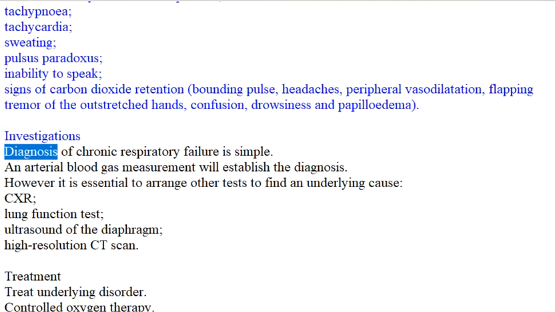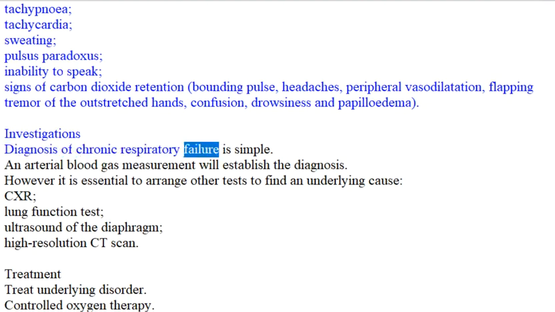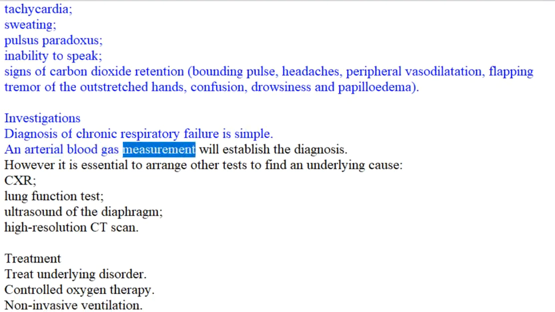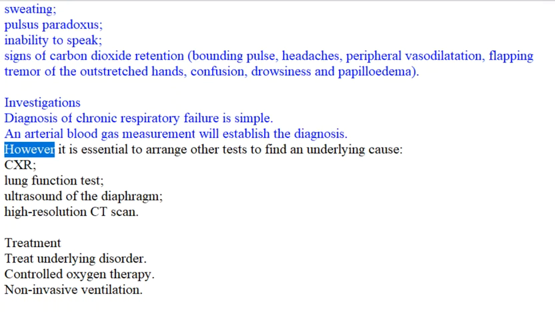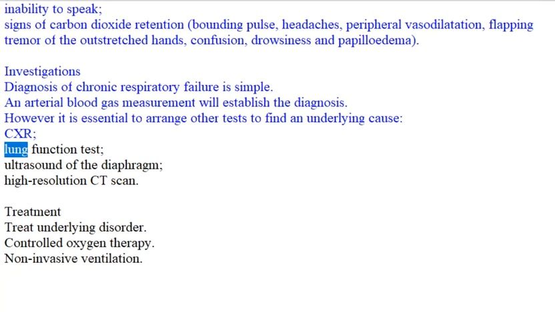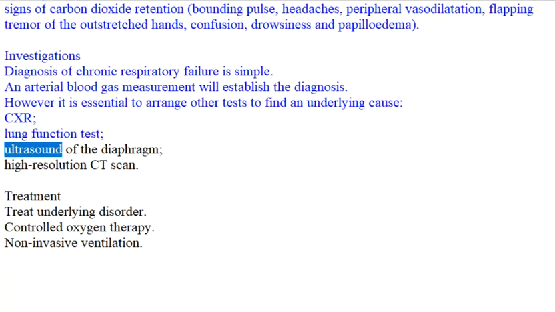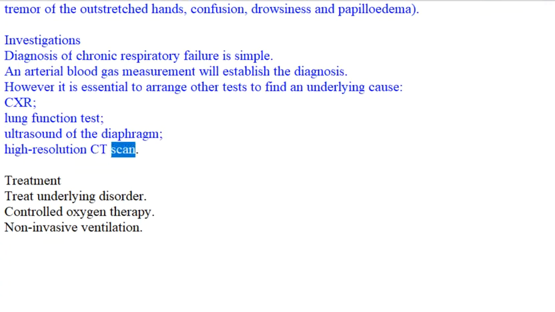Investigations. Diagnosis of chronic respiratory failure is simple. An arterial blood gas measurement will establish the diagnosis. However, it is essential to arrange other tests to find an underlying cause: CXR, lung function test, ultrasound of the diaphragm, high-resolution CT scan.